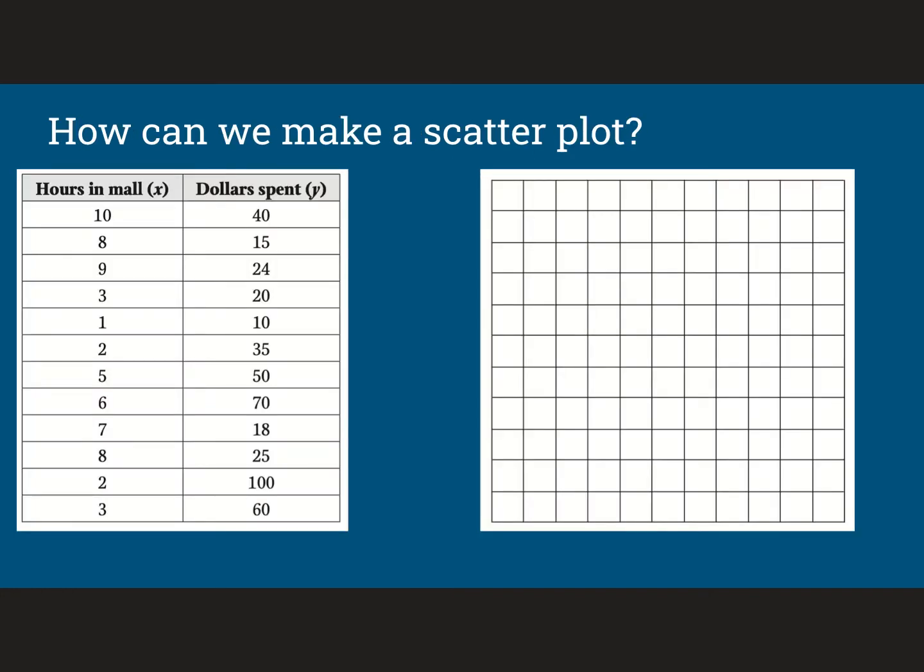Finally, let's talk about how we make a scatter plot. Here, I am going to be comparing the hours at the mall versus the dollars spent at the mall. The first thing I need to do is decide which one is my independent variable. I'm going to say my independent variable is my hours at the mall, so that goes on my x-axis. That means my dollars spent goes over here on the y-axis.